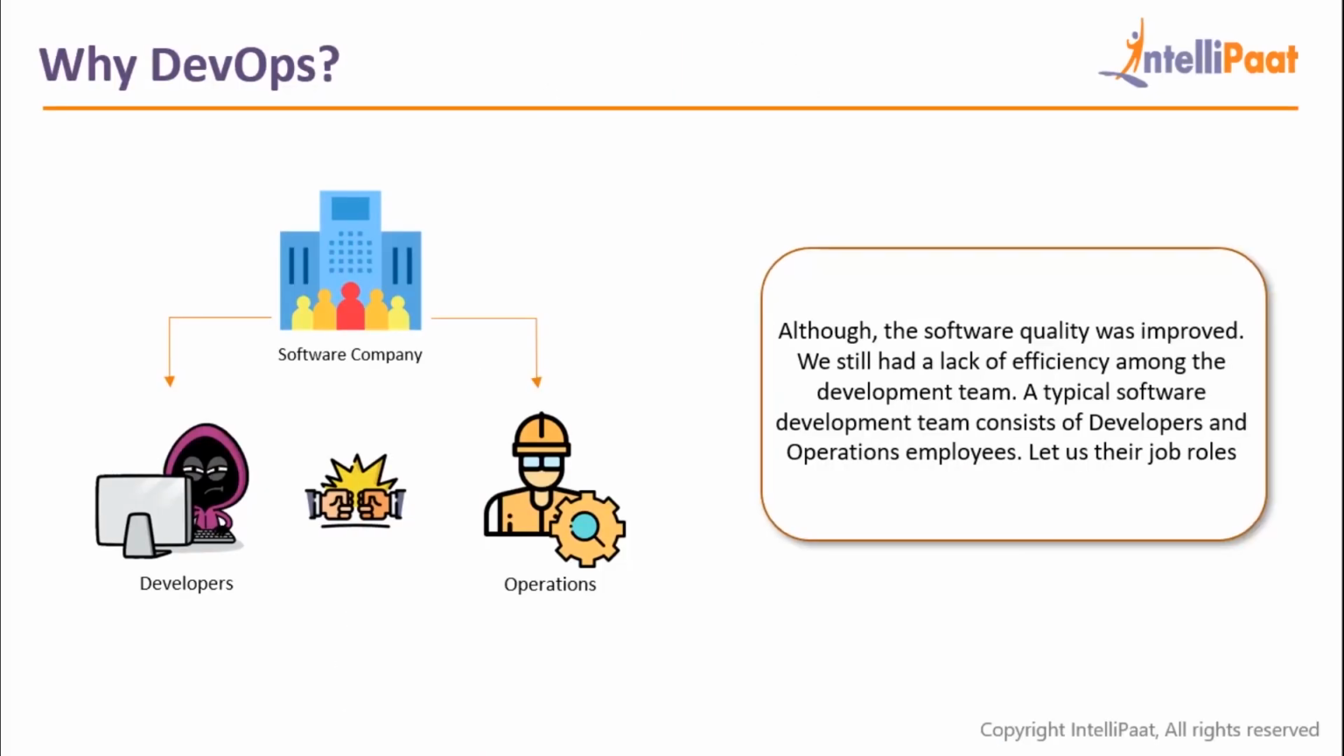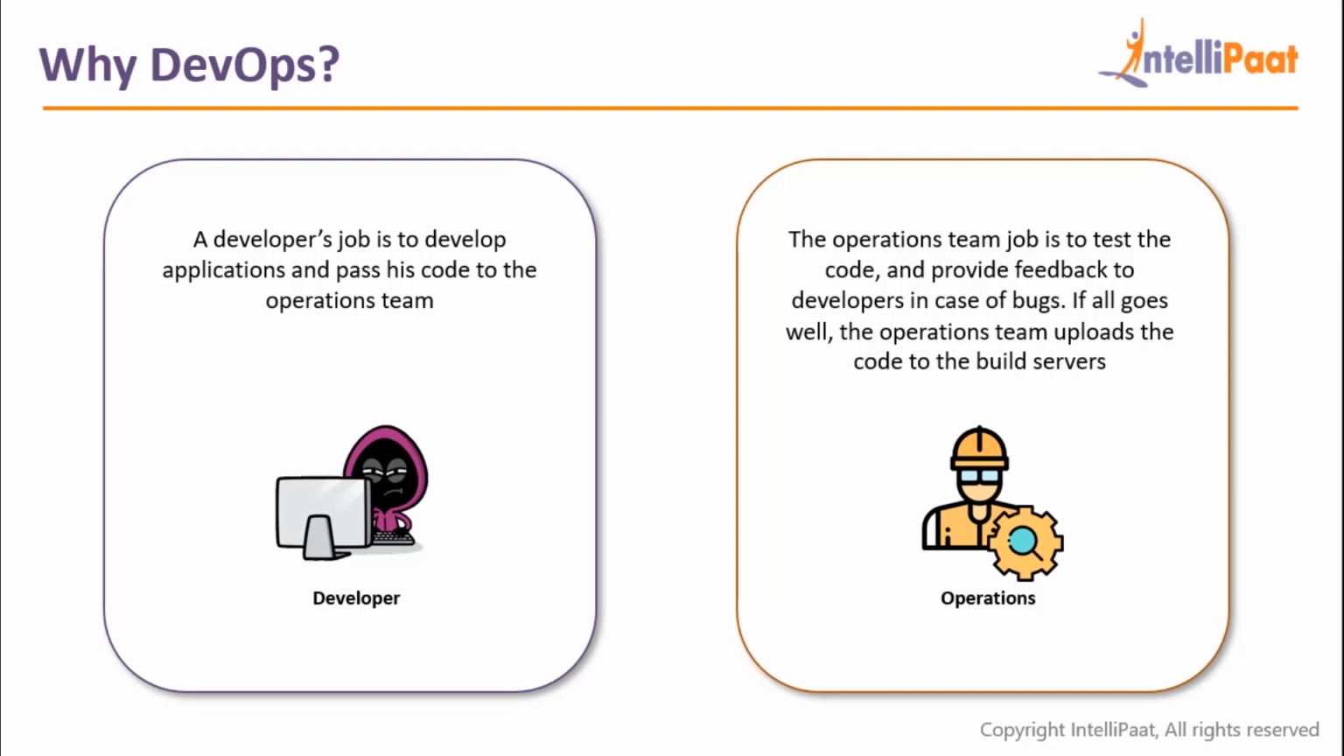So let's move on and start with our first topic, which is why do we need DevOps? In any tech company, in any tech team, you have two teams which contribute to the release of software. The first team is the development team, and the second is the operations team. A developer is a person who develops the code, and the code is then forwarded to the operations guy, whose job is to test the code and put it on the testing server or the production server based on the requirement.